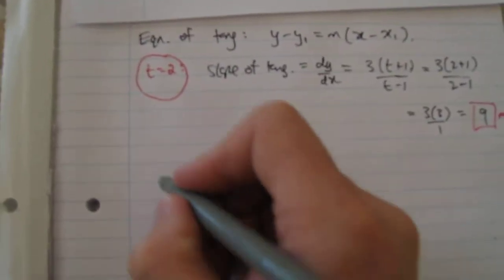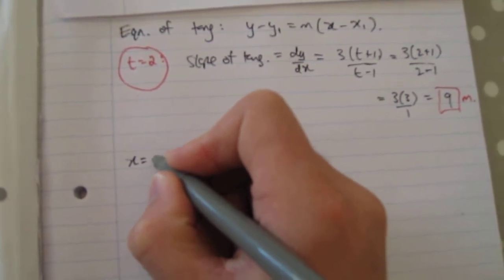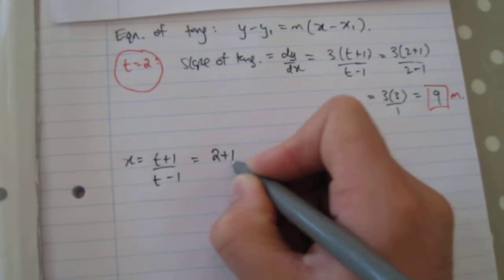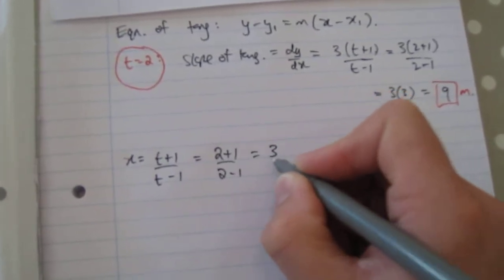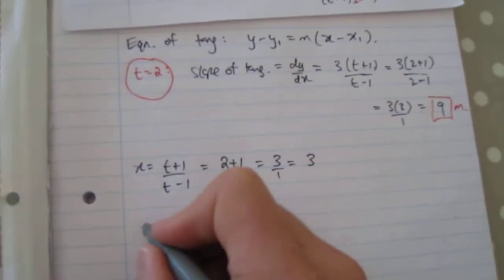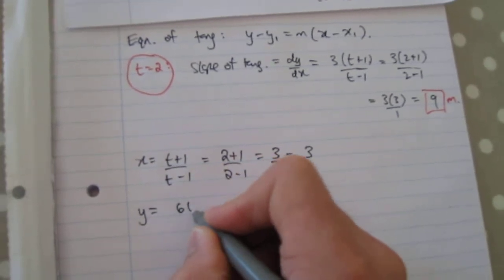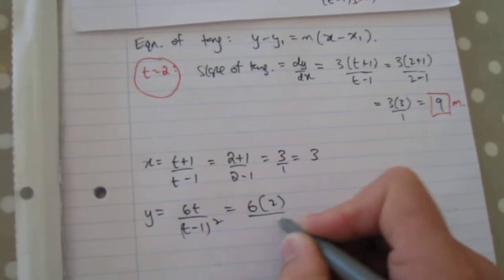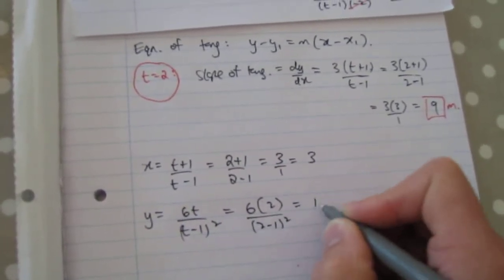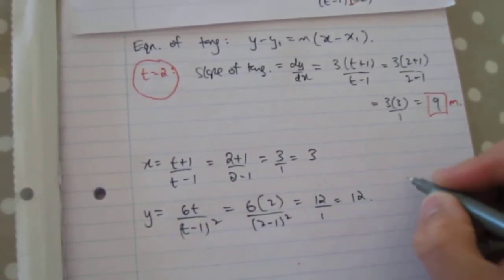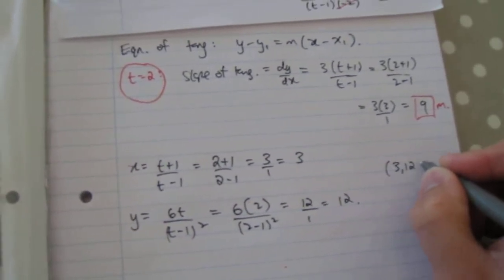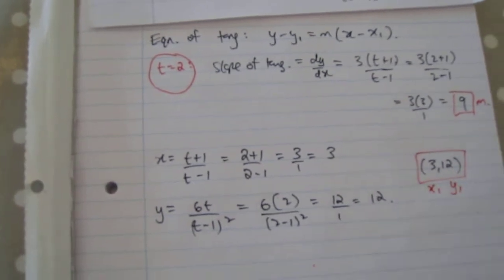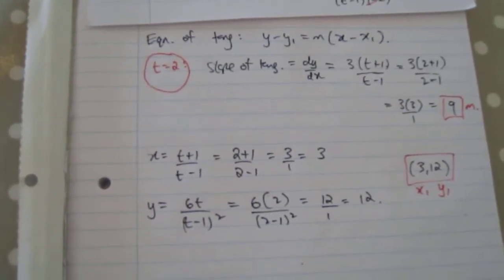So x equals t plus 1 over t minus 1, which is 2 plus 1 over 2 minus 1, which is 3 over 1, which is 3. And y is equal to 6t over t minus 1 squared, which is 6 times 2 over 2 minus 1 squared, which is 12 over 1, which is 12. So the point that we're looking at is the point (3, 12). So now we can go and find the equation of the line.